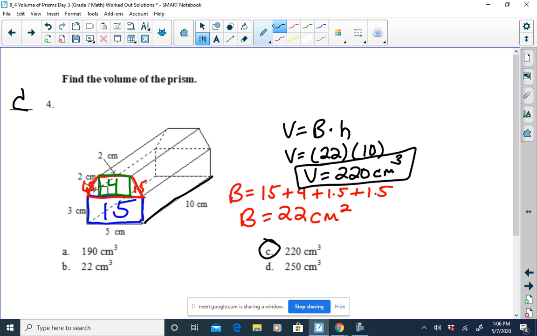All right. Now, I don't know if you can see this clearly, but that's 1.5, and this is 1.5 for those areas. It's not 15, right? That's 1.5.